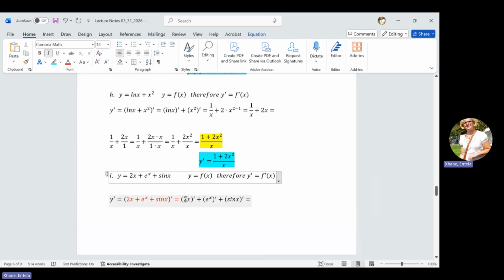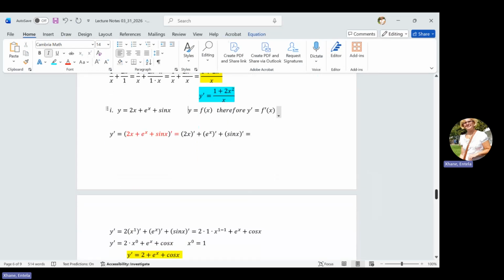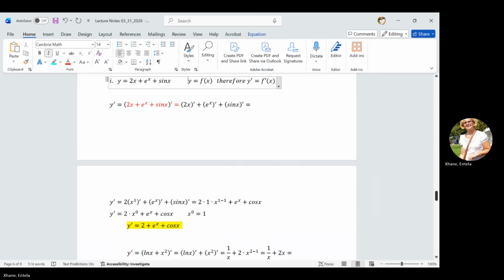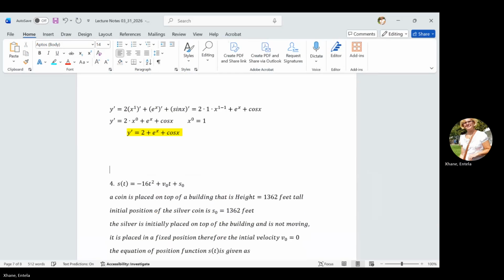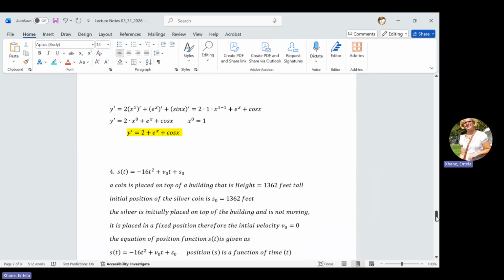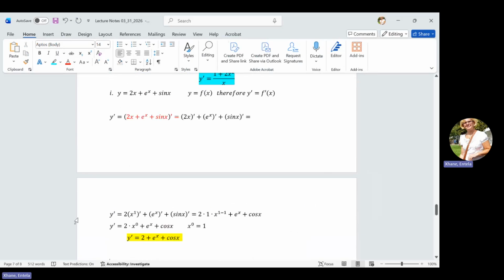You differentiate the first, which is 2x. This one has a coefficient. You're differentiating e to the power x and sine of x. Let's look at them individually. So the first one is differentiated by taking the coefficient out. The coefficient is 2. That is attached to x, and we are simply differentiating x.